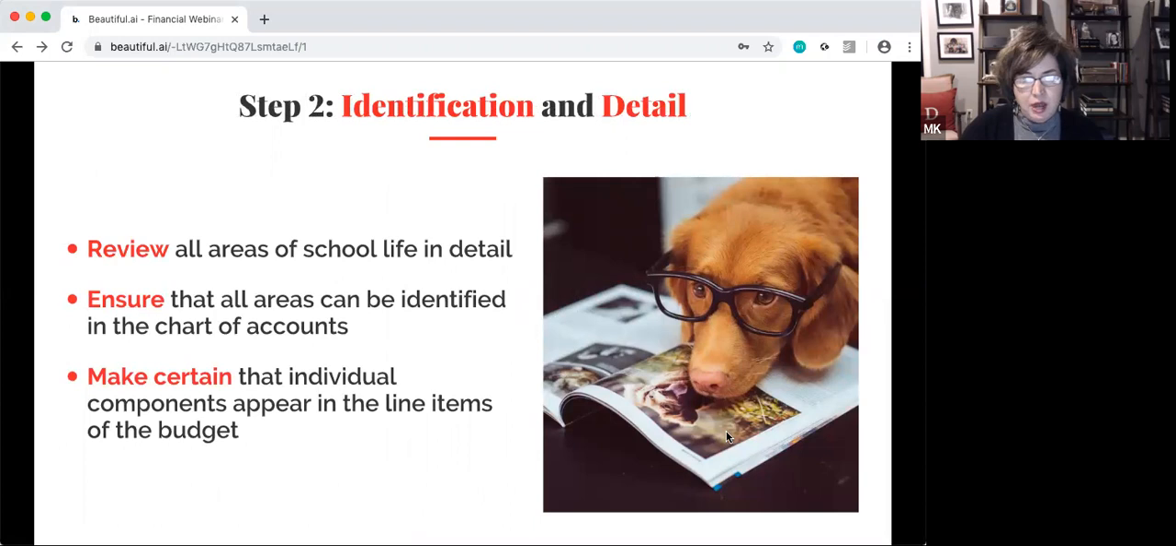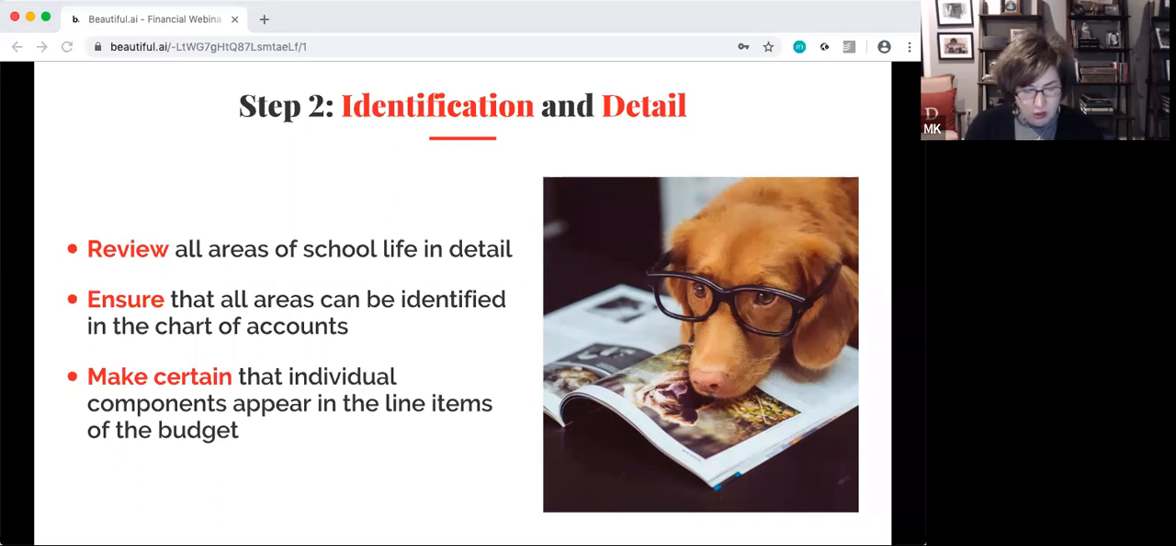Step two is to identify and detail. One of the ways that we do that is by reviewing all areas of school life in detail. Taking a look at not just the academics, but our benefits, our compensation packages, our facilities. What do we need to be painting? What do we need to be working on? Taking a look at technology.